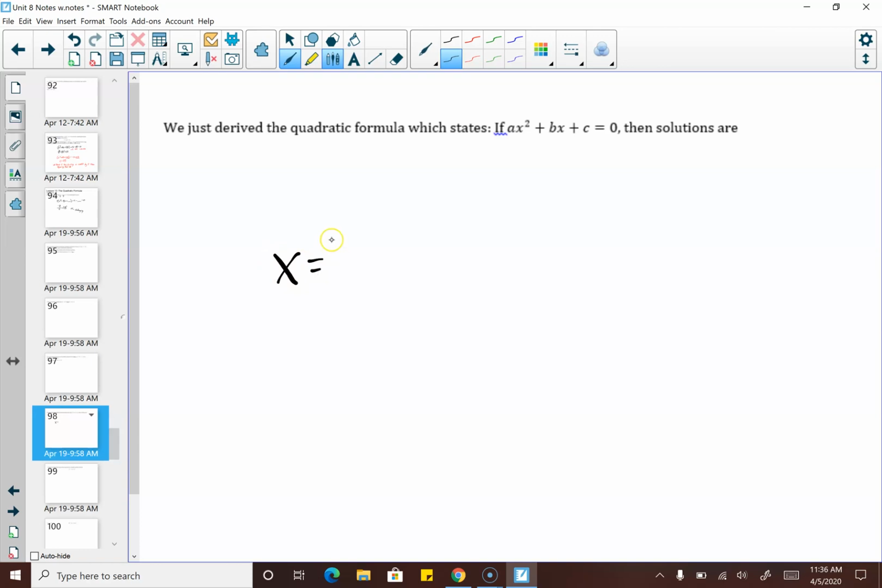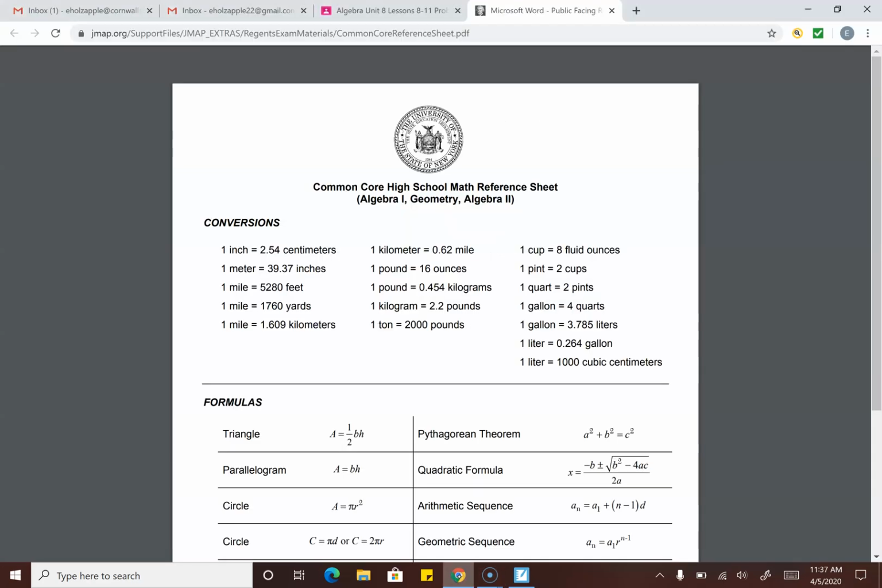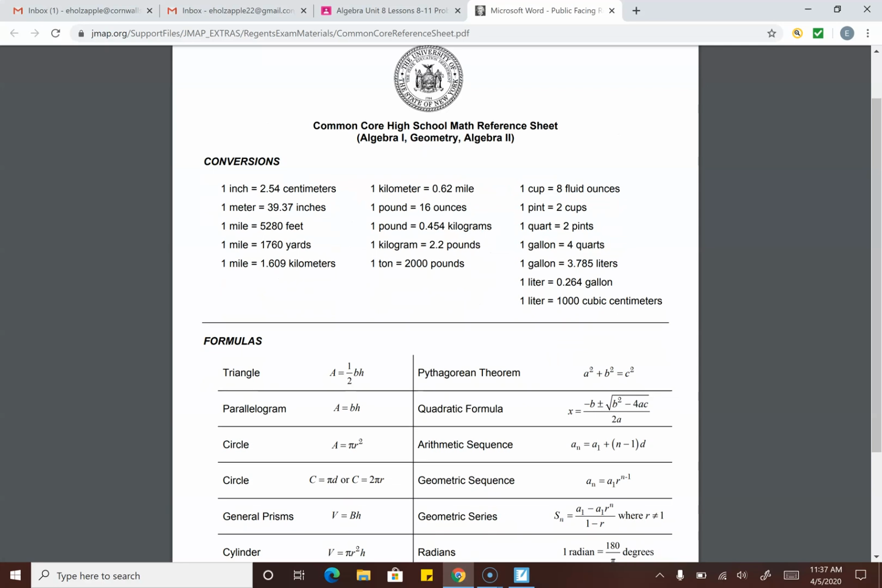X equals negative b plus or minus big square root b squared minus 4ac all over 2a. Now, as you look at that formula, it looks pretty terrible, but it's going to be really important to understand that you don't have to memorize it. It is on the reference table here. You can see x equals negative b plus or minus big square root b squared minus 4ac all over 2a.